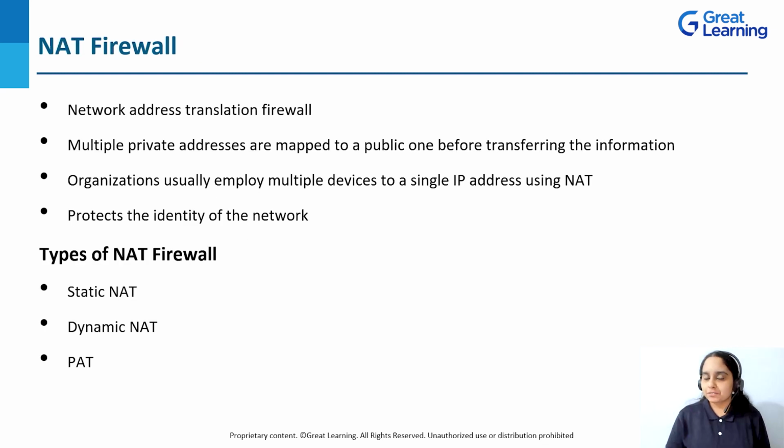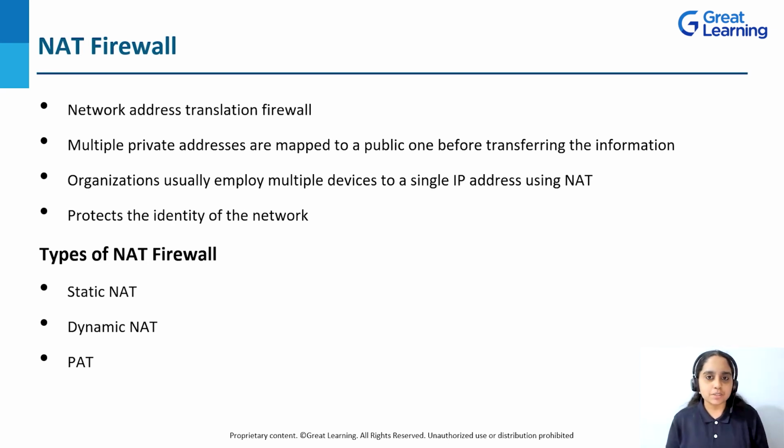The fifth type of firewall is NAT firewall. NAT firewall stands for Network Address Translation Firewall. NAT firewall operates on the router and protects the identity of the network. It does not show the internal IP address to the internet. Multiple private addresses are mapped to a single public address before transferring the information. Organizations connect multiple devices to a single IP address using NAT.